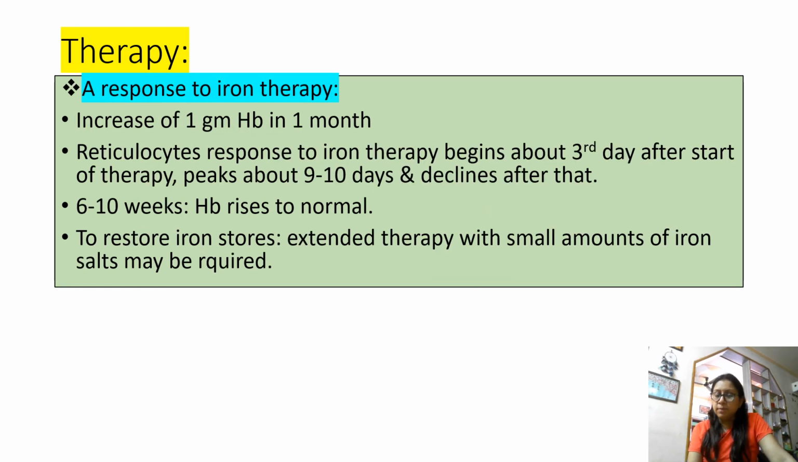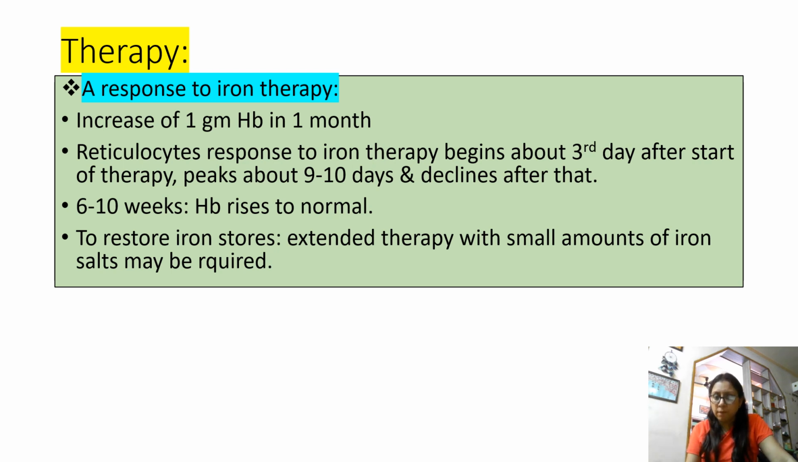Then see, another important point was कि after we give therapy, we have to look for the response to iron therapy, whether patient is actually improving or not. सो इम्प्रूव कैसे होगा? अगर आप 1 मंथ के बाद उसका हीमोग्लोबिन कराओगे, इट शुड बी इंक्रीज्ड बाय 1 ग्राम एट लीस्ट. ठीक है. Reticulocyte response जो होती है वो जल्दी शुरू हो जाती है, even after 3rd day of starting the therapy, and peaks at about 9 to 10 days and declines after that. क्यों? क्योंकि normal mature RBCs आना शुरू हो जाएंगे and in 6 to 10 weeks your hemoglobin rises to normal.